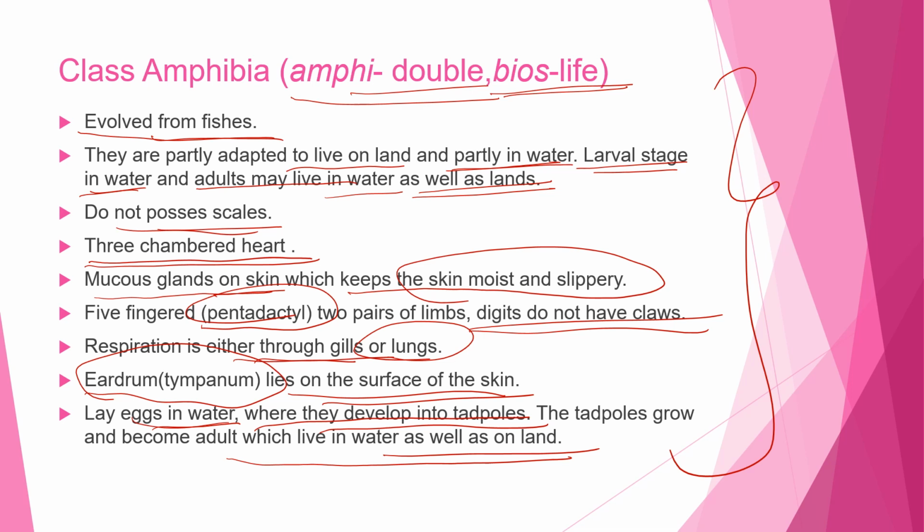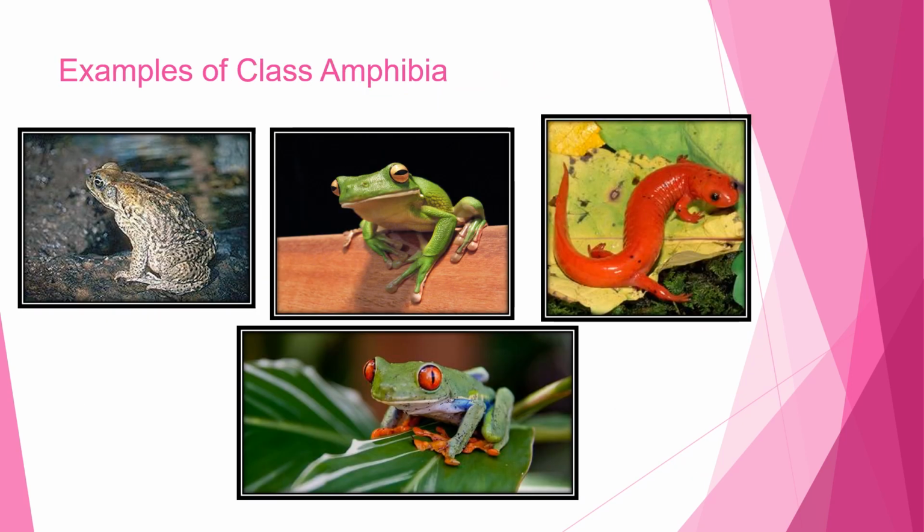So now we will see the examples, and we will relate these characteristics with those examples and see whether these characteristics match them or not. Now here come the 4 important examples under class Amphibia. The first one is the toad, the second one is the frog, then comes the salamander, and the last one is the tree frog. So how can we match the characteristics?